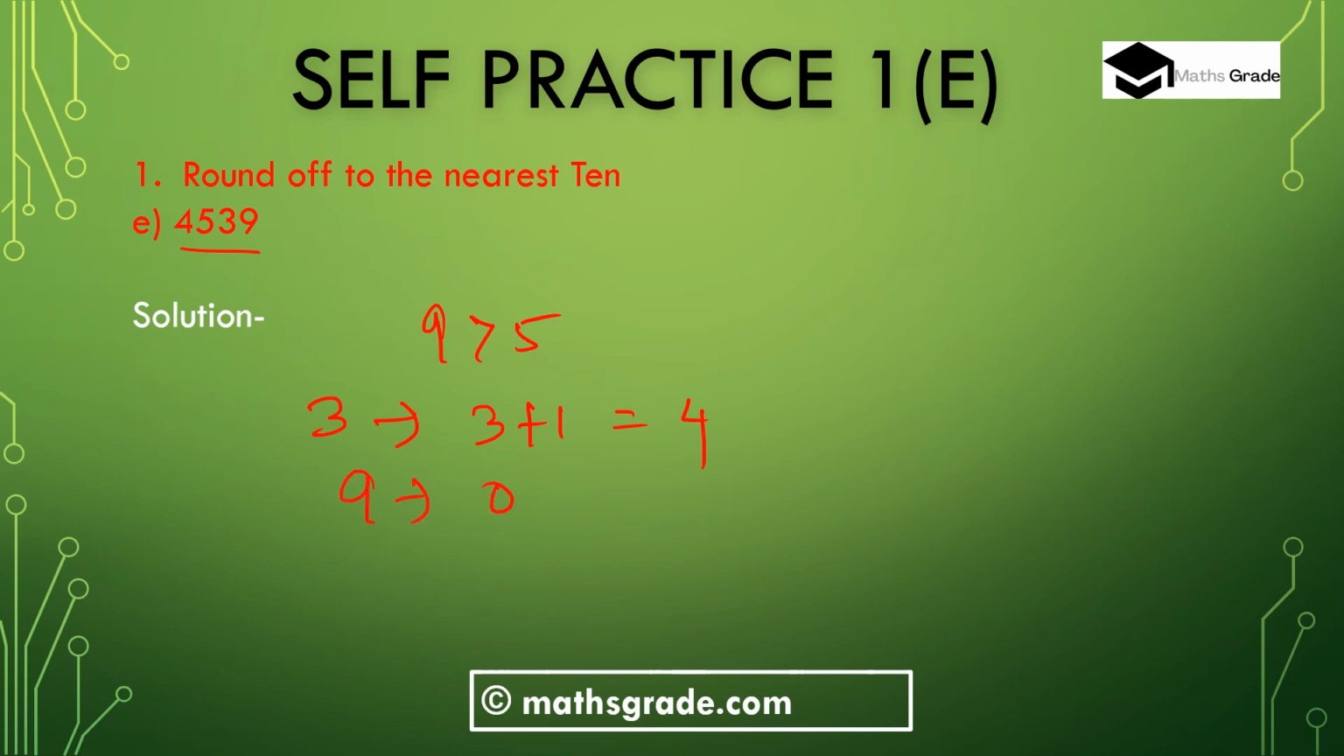So 4000, and 100 place digit, write down in 100 place digit as it is and 1000 place digit as it is. That is, don't change 4 and 5 in 1000 and 100 place digit. Just write down 45 in 1000 and 100 place digit, 4 and 5. And this 3 changes to 4. 3 plus 1 is 4. And 9, write down 0 in unit place digit. So 4540. So rounded off to the nearest 10, 4539 will be 4540.